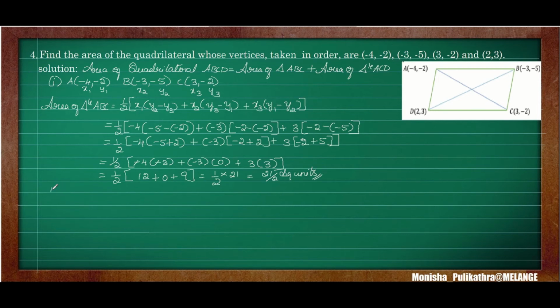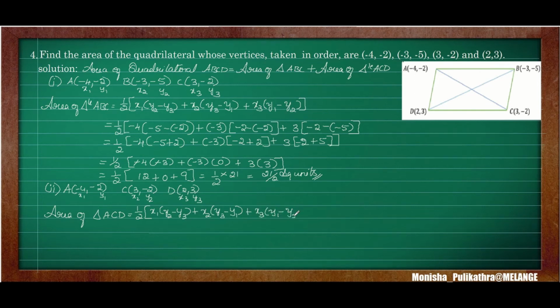Now we need to find out the area of triangle ACD. Okay. Here A is minus 4, minus 2, that is x1 y1. Next, C is 3 comma minus 2, that is x2 y2, and D is 2 comma 3, that is x3 y3. Okay. Next we need to apply the formula. Area of triangle ACD is equal to half into x1 into y2 minus y3 plus x2 into y3 minus y1 plus x3 into y1 minus y2.